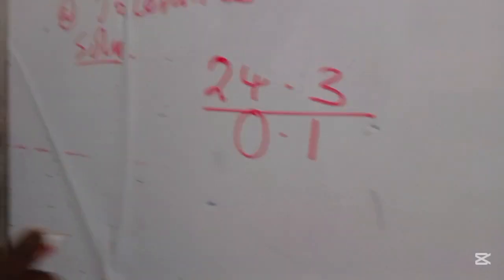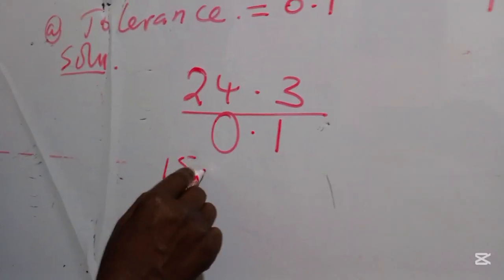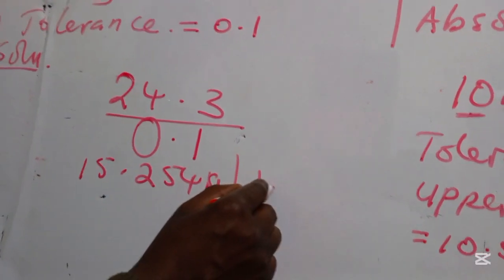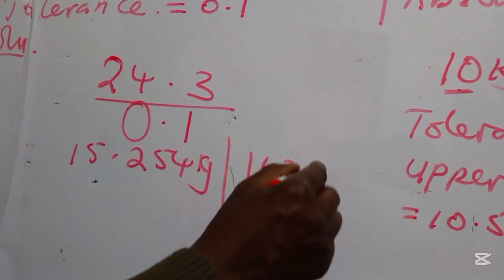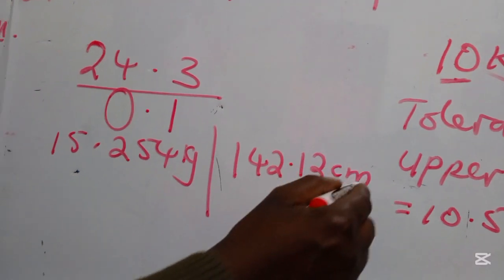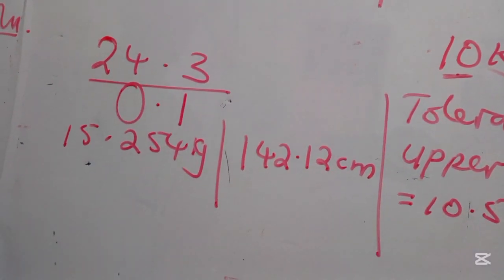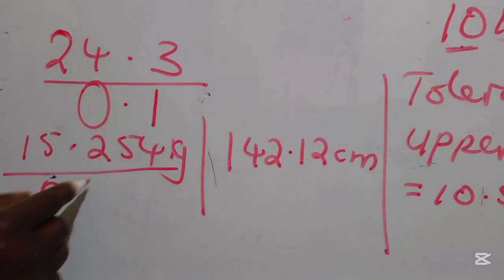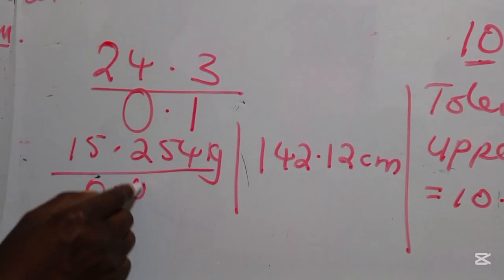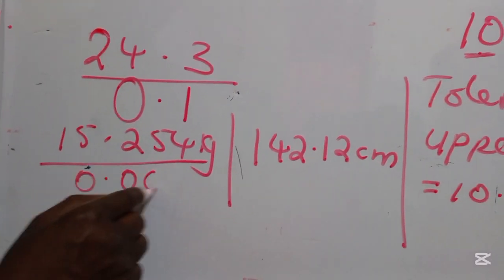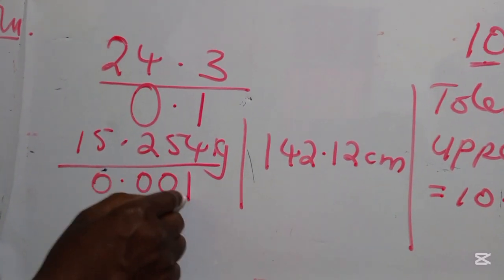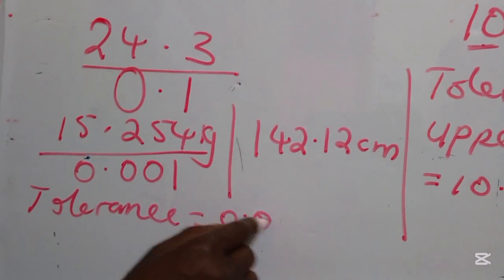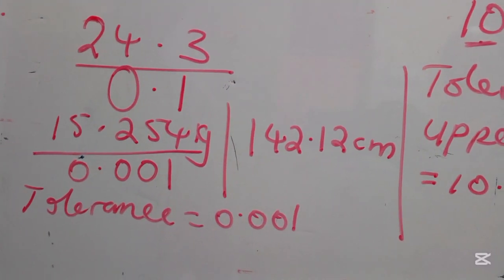I'll give you some extra examples. For example, imagine if it was 15.254, of course, grams. They ask me to say, find the tolerance. I say you just say over the whole number part, replaced by 0 point. You maintain the point. Is 2 the last digit here? No, replaced by 0. Is 5 the last digit here? No, replaced by 0. Is 4 the last digit? Yes, then it is replaced by 1. So my tolerance for this number will be 0.001.